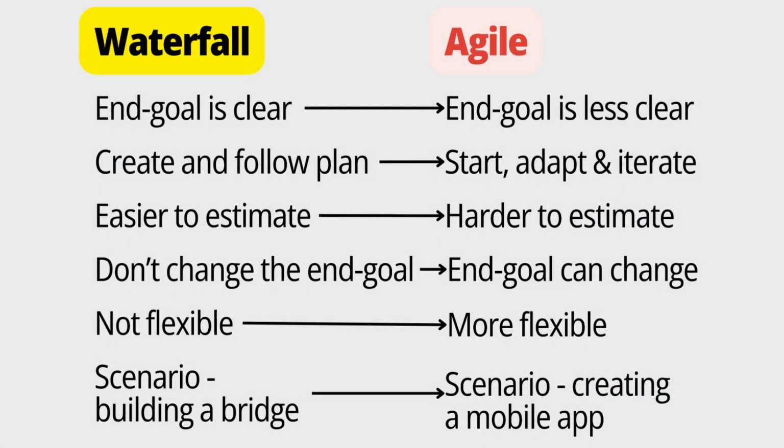In an agile approach, the end goal is less clear. It might be the kind of project where you need to explore more. So you start somewhere and adapt and iterate as you go. Because you don't have a firm plan, it's harder to estimate when a project will finish and how much money it might cost. However, unlike a waterfall approach, the end goal can change and you have more flexibility.